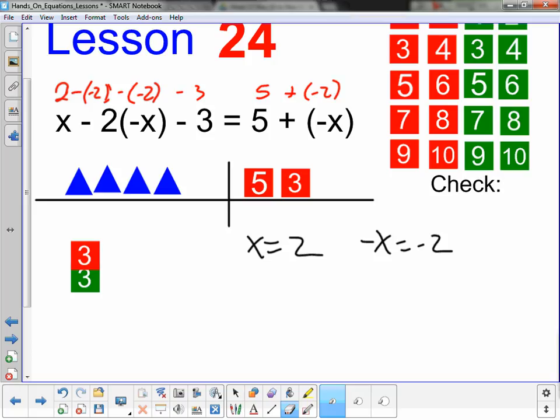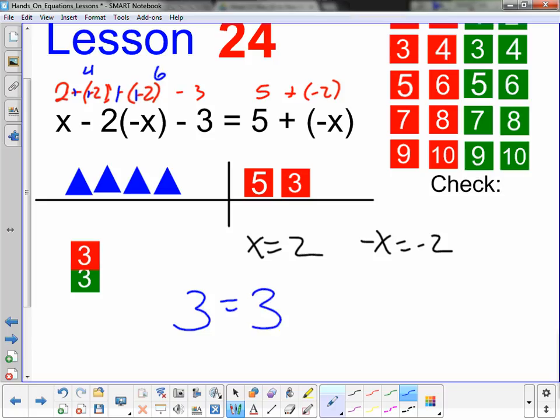2 minus a -2, well, that's add a line, change of sign, so that's a 4. 4 minus -2, that's an add a line, change of sign, that's a 6. So now I'm up to a 6. 6 minus 3 is 3, so I have a 3 on the left-hand side. On the other side, I got 5 plus a -2, opposite sign, so I'm going to subtract, and that would give me a 3. 3 does equal 3. That's what I would have.